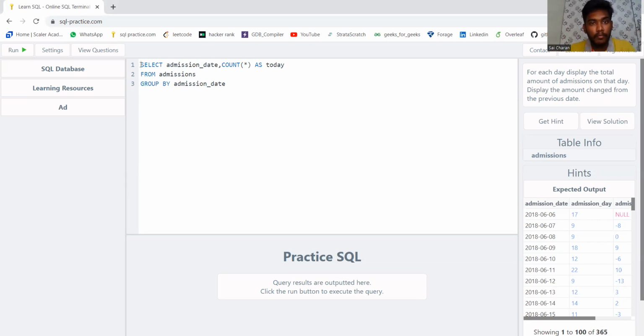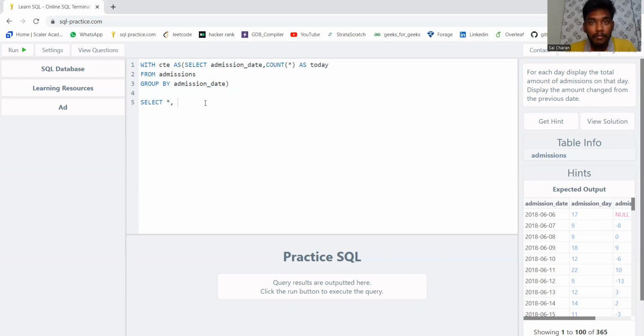Now, to achieve this, we need to know the count of admissions of the previous day. To do such things, there is a concept called windows. By using windows only we can achieve this. So let me make it a CTE. With a CTE as, now I am solving this. Select star, since we need the admission date as well as today's admissions.